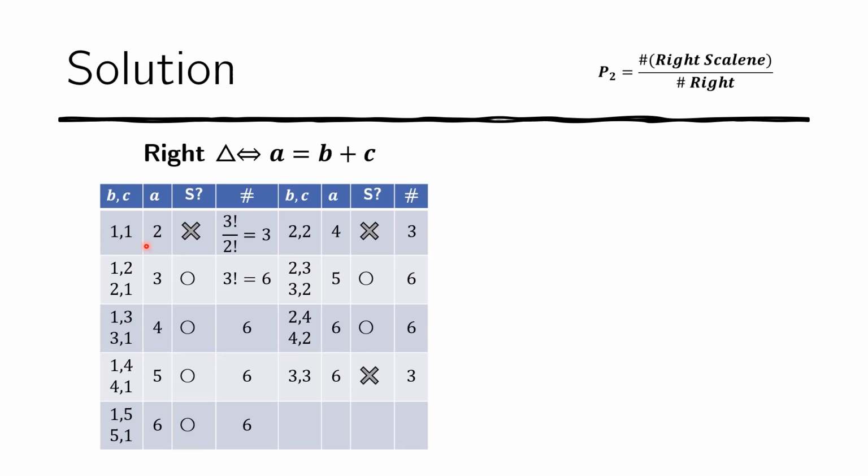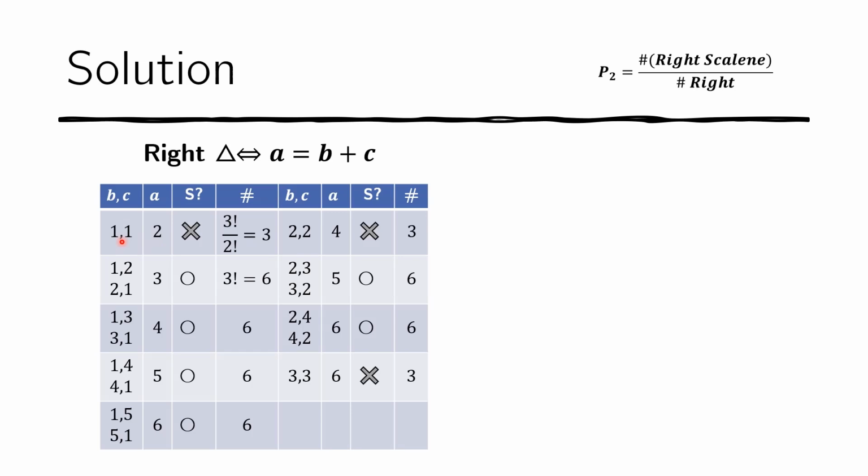So now we will start listing all the right triangles. And again, all right triangles would satisfy this criterion here, A equals B plus C. So let's start with B and C. Suppose they are both one. What would be A to make it a right triangle? That's 1 plus 1, 2. And is this a scalene triangle? This is not a scalene triangle. Let's remind ourselves that a scalene triangle is a triangle where all three sides are different. They have different lengths. In this case, B and C have the same lengths, so this is not a scalene triangle, but still it's a right triangle.